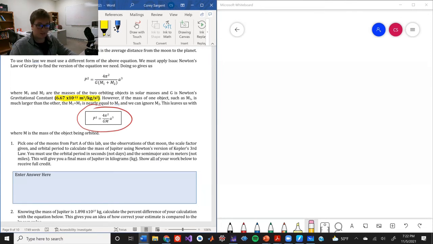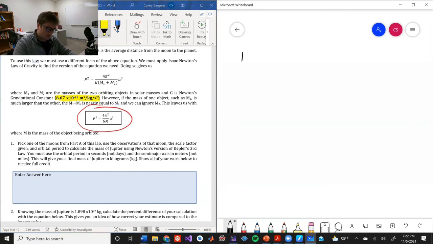Right? That's big G. And you're looking for the mass of Jupiter, M. Now, what do you plug in for P and A? Well, for P, you're going to be using, so let's pick one moon. So let's say whatever values you got for Io. You can use any one of them, whichever one you think is easier.